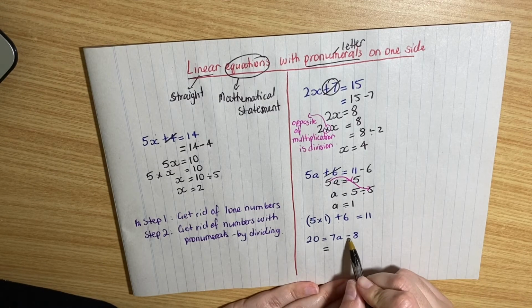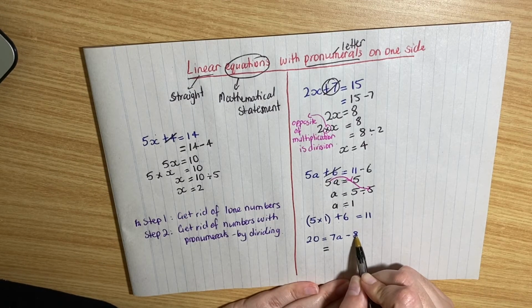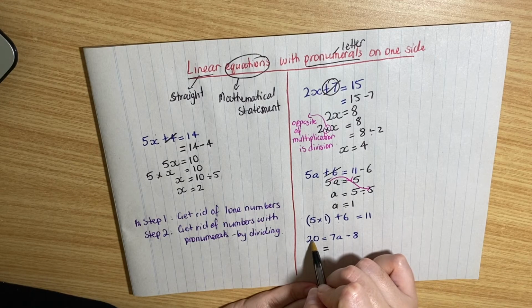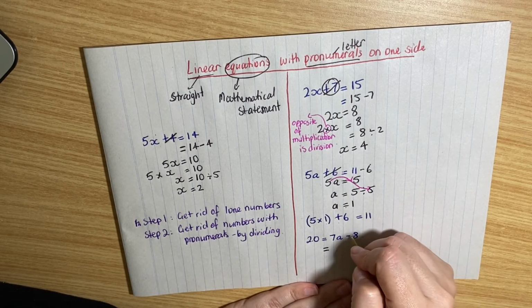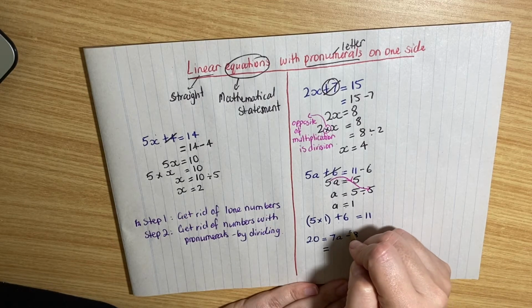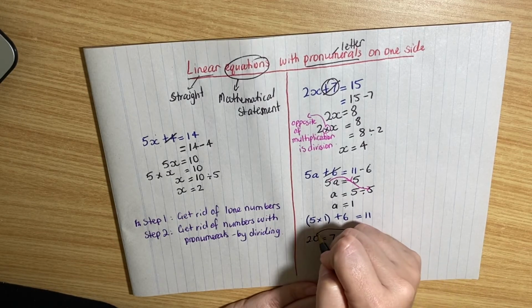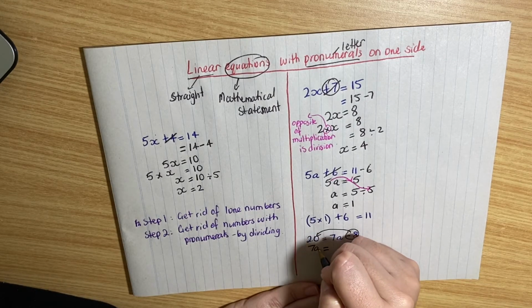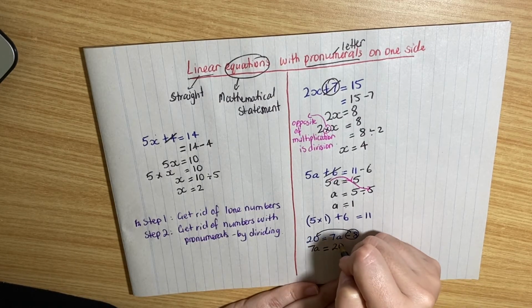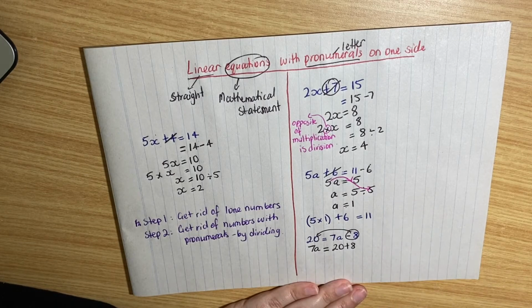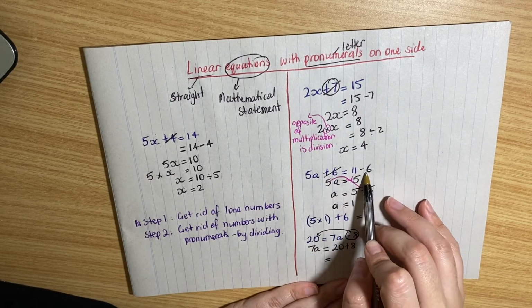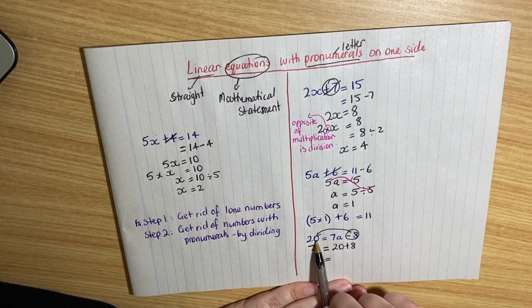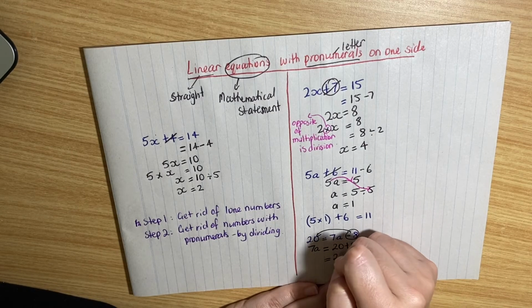So if I've got minus 8 here, I need to do the opposite, okay? So if I've got minus 8 here, I'm going to plus 8 here. So I get 7a equals 20 plus 8, all right? Remembering it's the opposite on the other side of the equal sign, okay? See here, it's plus 6, here it's minus 6. Here it's minus 8, here it's plus 8. All right, and so I get 28.